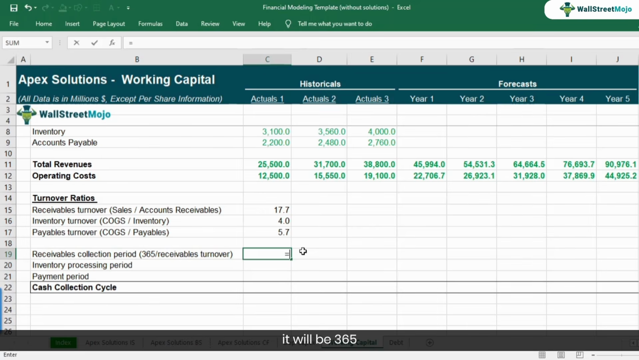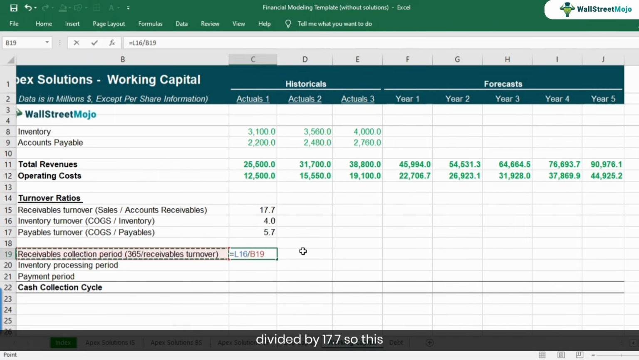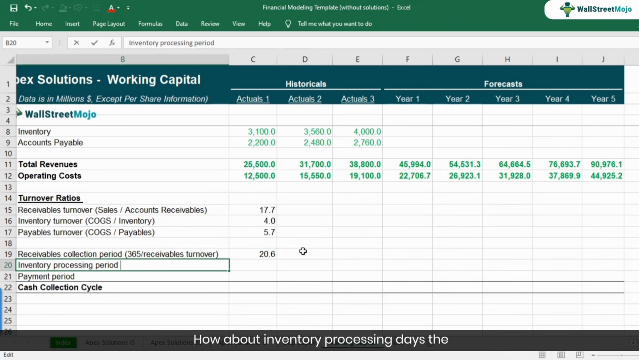So this is the formula that I'm going to use. It will be 365 divided by 17.7. So this comes out to be 20.6 days. How about inventory processing days? The formula will remain similar. This will be 365 divided by inventory turnover. And payments period will be equal to 365 divided by payables turnover.